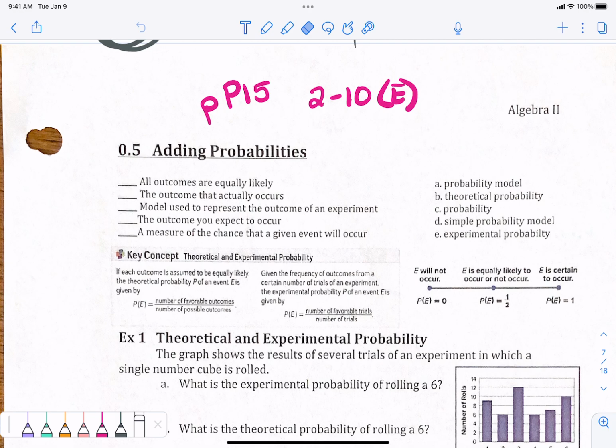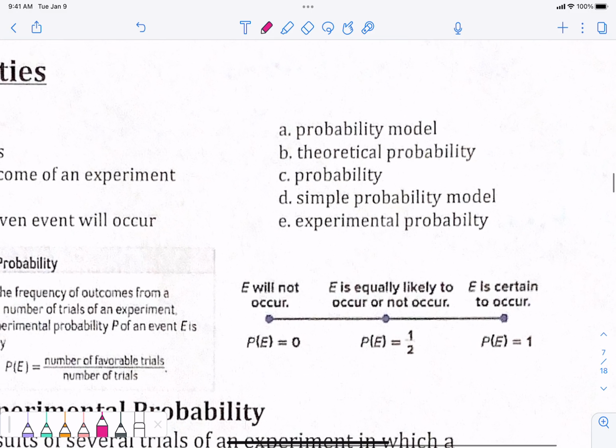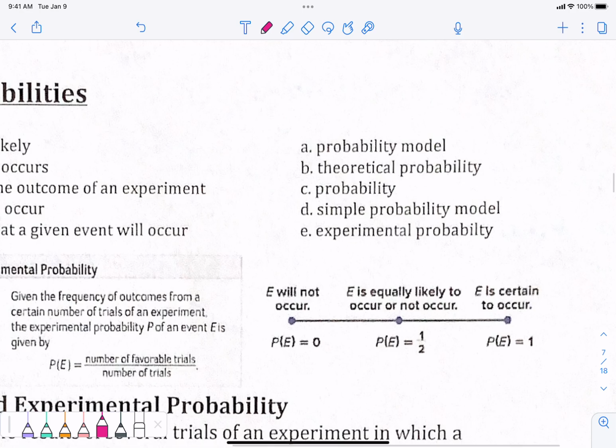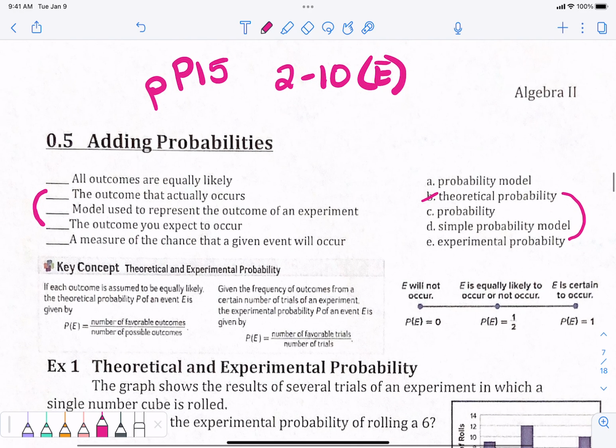So anyway, all right, adding probabilities. Let's do some vocabulary words. Here we go. I'm going to pick on this definition and this definition because they are similar to each other. The outcome that actually occurs versus the outcome you expect to happen. I see two definitions over here that are kind of similar to each other, and they are theoretical probability and experimental probability. What's the one that should happen, or what should we expect to happen? In theory, what should happen is what you expect to happen. So B goes in that spot.